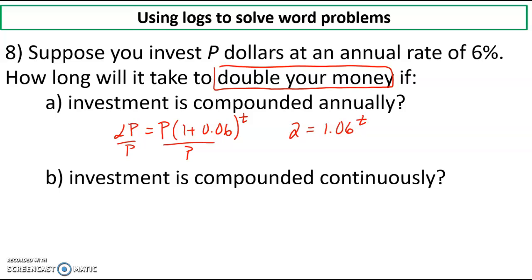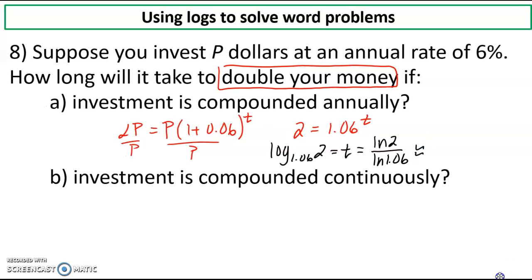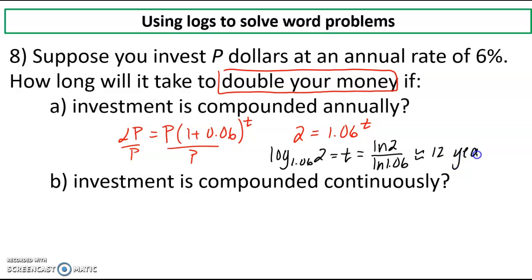Now, when we started this at the beginning of the unit, the question was between what 2 years would this be true? So now we have the means to solve it directly. So log base 1.06 of 2, that'll give me t. That's writing my exponential in logarithmic form. Using my change of base, if I take the natural log of 2 divided by the natural log of 1.06, this gives me 11.89, so about 12 years to double my investment.